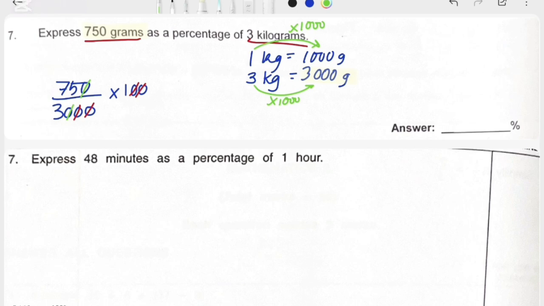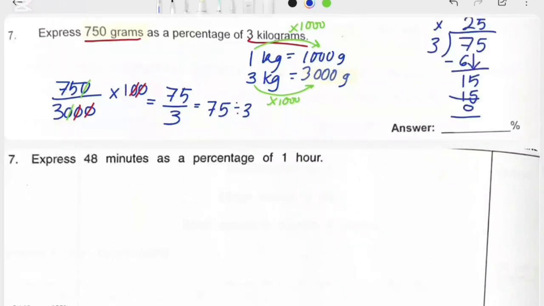So now the fraction is only left with 75 over 3. 75 over 3 is the same as 75 divided by 3. 75 divided by 3 is equal to 25. So the answer is 25%.